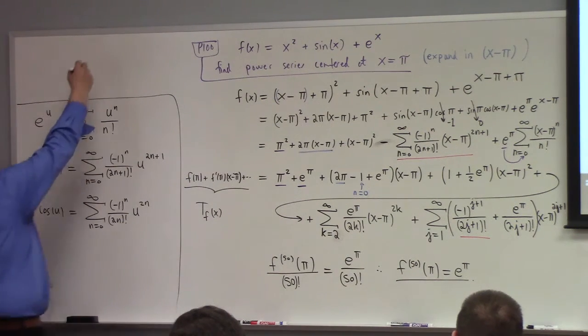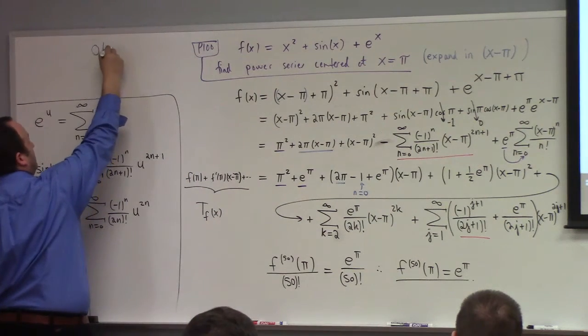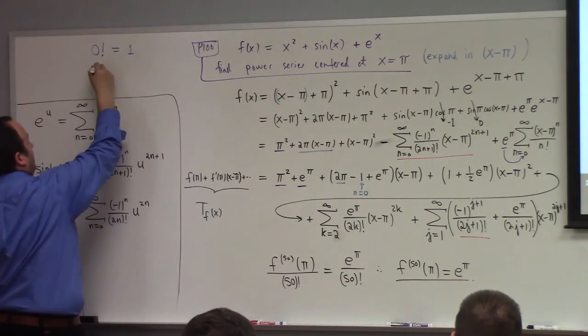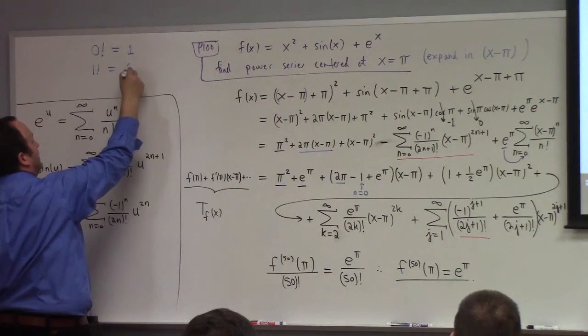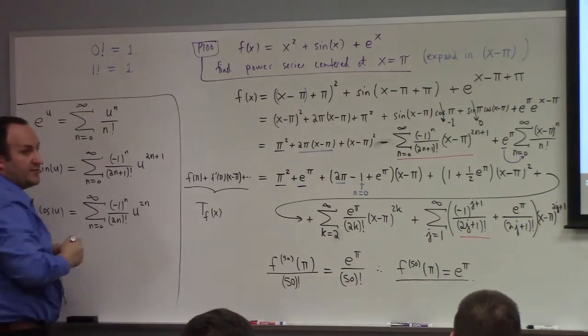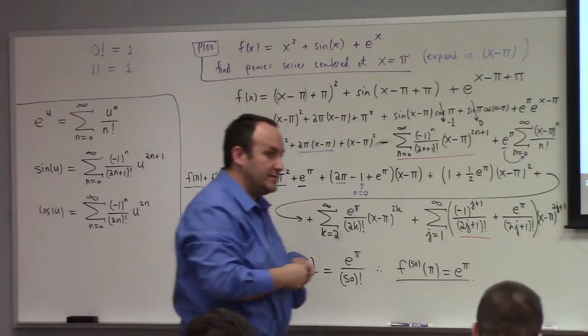Yeah, so for your thinking, it's important to know 0 factorial is 1 and 1 factorial is 1. If you don't have these in mind, it makes it really hard to see where things come from in here. We must keep these in mind as we're calculating.